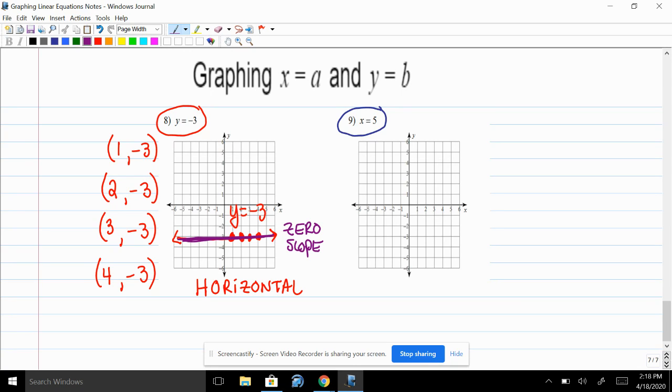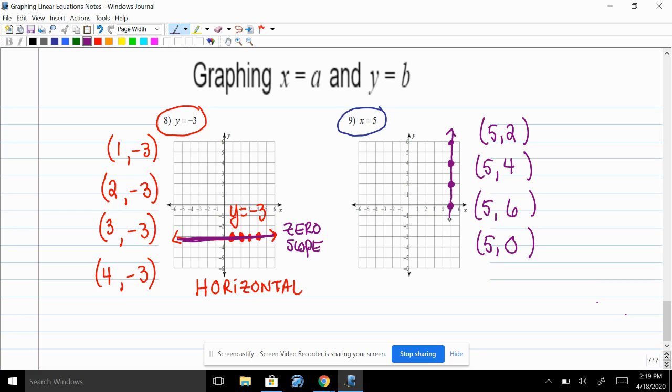Number 9, x is equal to 5. Basically the same idea as number 8, just in reverse. Your x coordinate is always going to be 5. So I'll pick 5 points with an x coordinate of 5. The y coordinate can be whatever you want it to be. 2, 4, 6. I'm not going to be able to fit 8, so I'll go back to, say, 0. Okay, so 5 comma 2 is going to be right there. 5 comma 4 is right there. 5 comma 6 is up there. 5 comma 0 is down here.